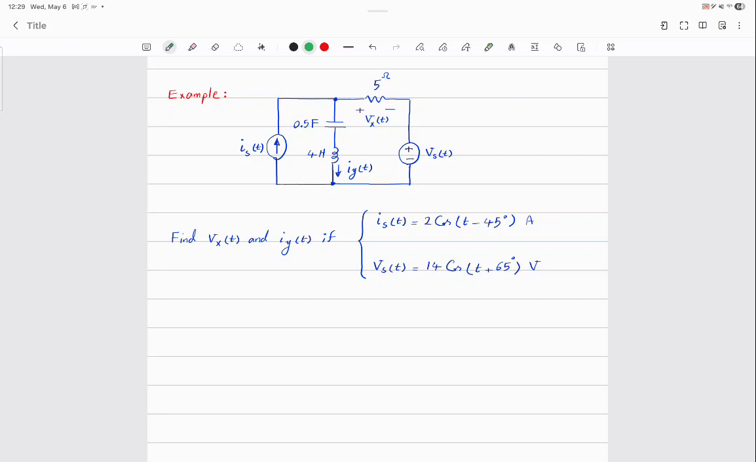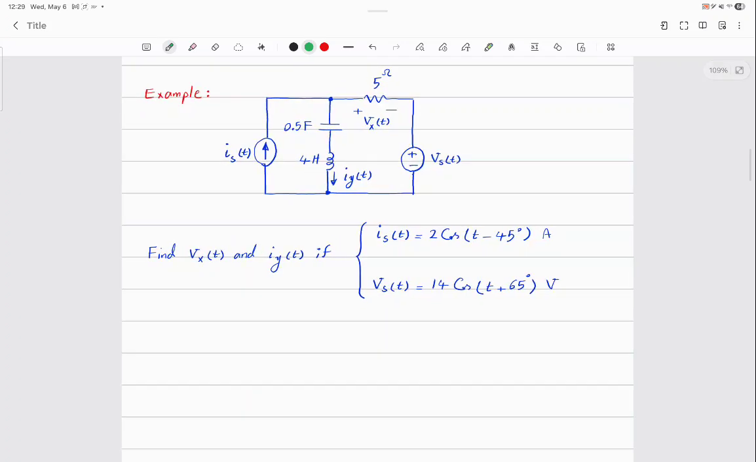Look at your sources. Are they DC values? No. They are cosine functions. They change forever. So nothing is DC in this circuit. There's no way you can replace them with short circuit or open circuit. Why am I saying this? Because I don't want you to remember anything about the second exam on the third exam. Forget everything that you did on the second exam: replacing the inductors with short circuits, replacing the capacitor with open circuit. This is sinusoidal excitation. Forget it. Okay?